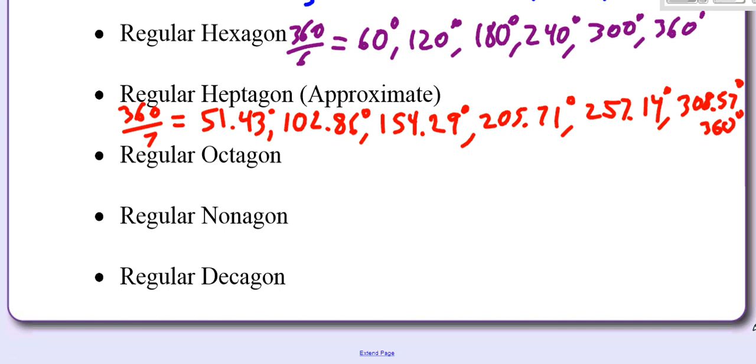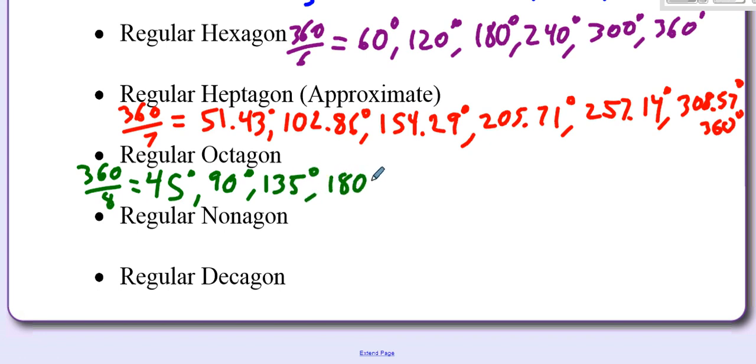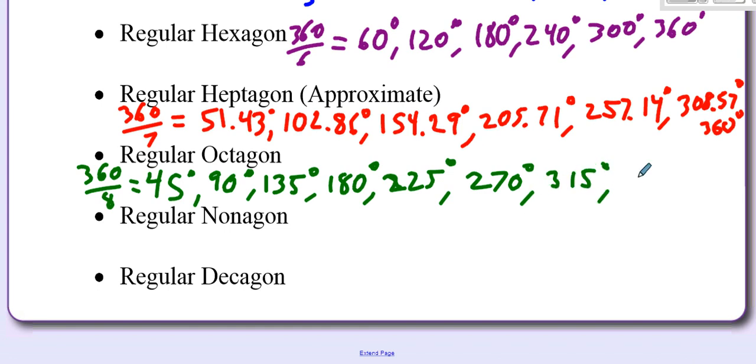So the next one, octagon. That's 8 sides. So you do 360 divided by 8. It's 45. Another 45 is 90. Another 45, and another one, and another one, 270, 315, and 360.